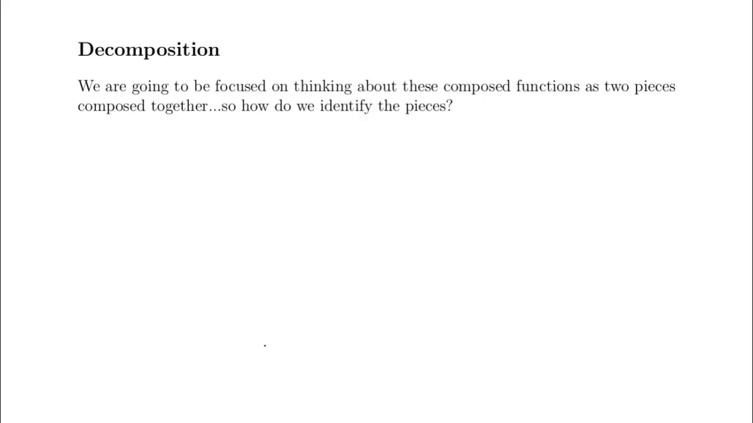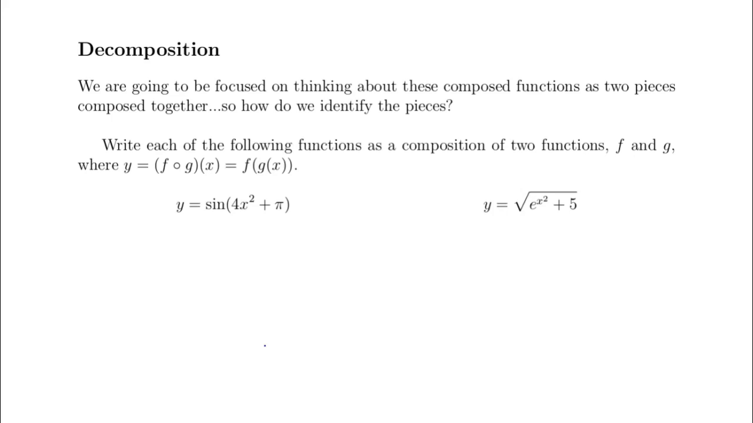So for the chain rule, we're really going to be forced to think about these functions that are compositions as two separate pieces composed together. And so we want to make sure we know how to identify the pieces. It's a little bit trickier sometimes than identifying products and quotients. So let's take a look at a couple of examples here.